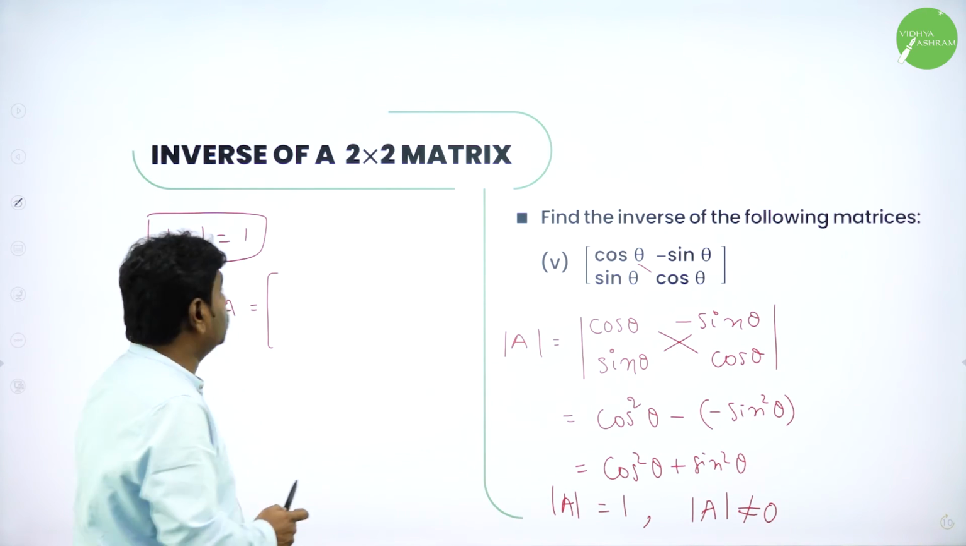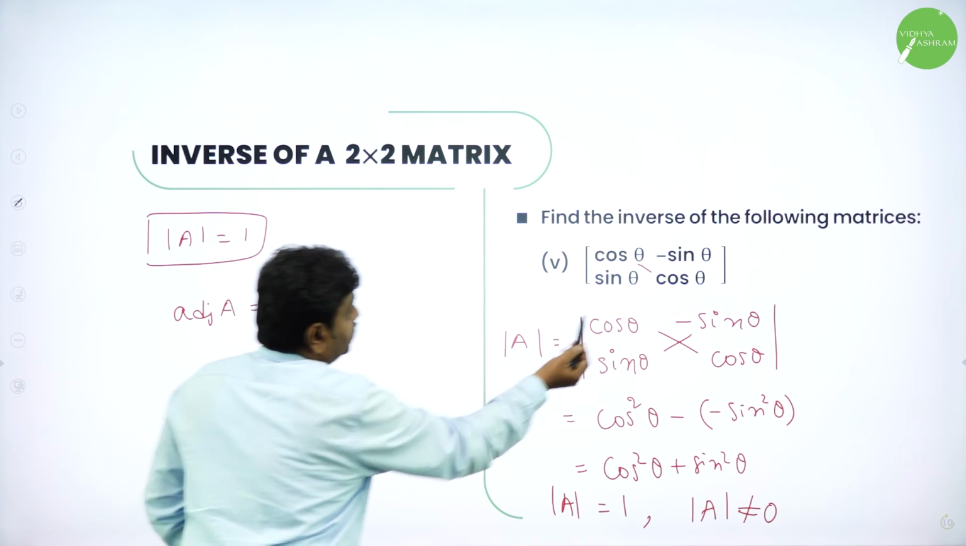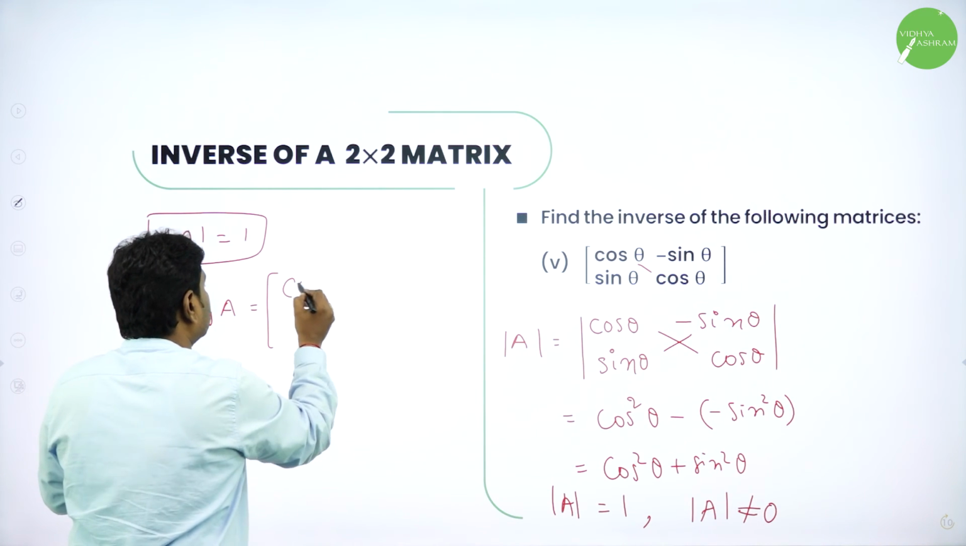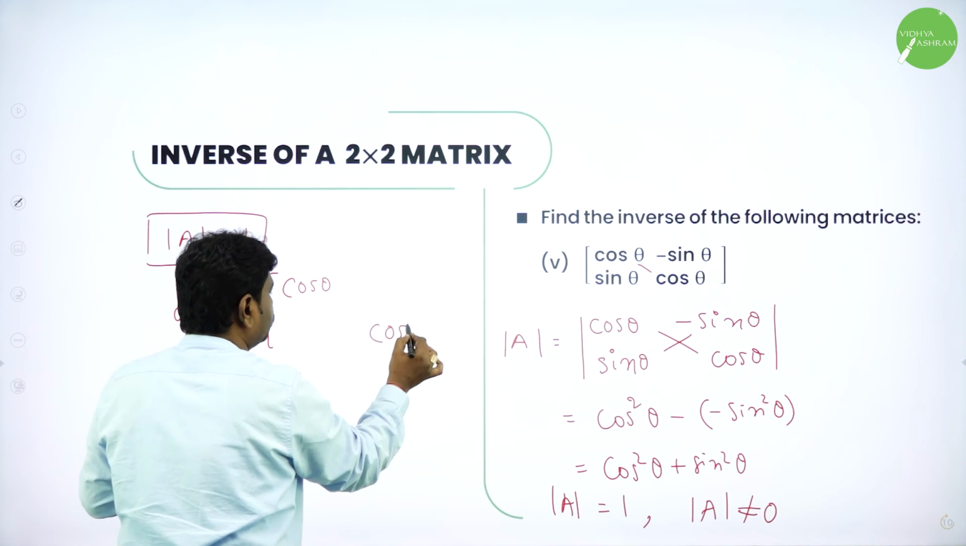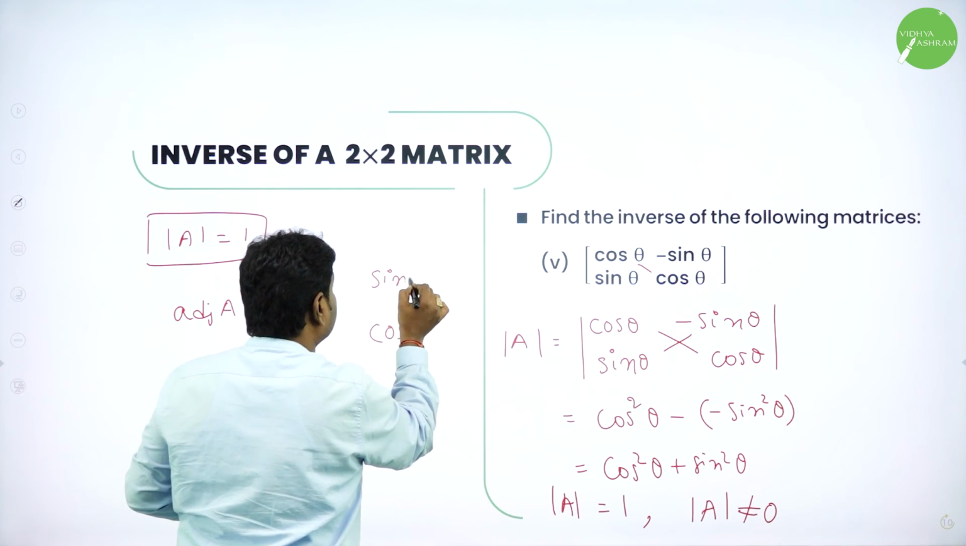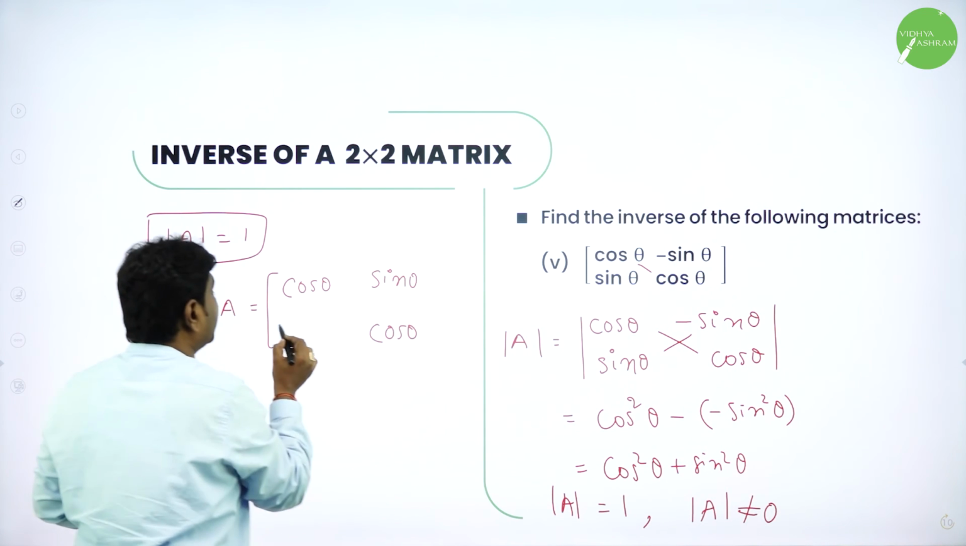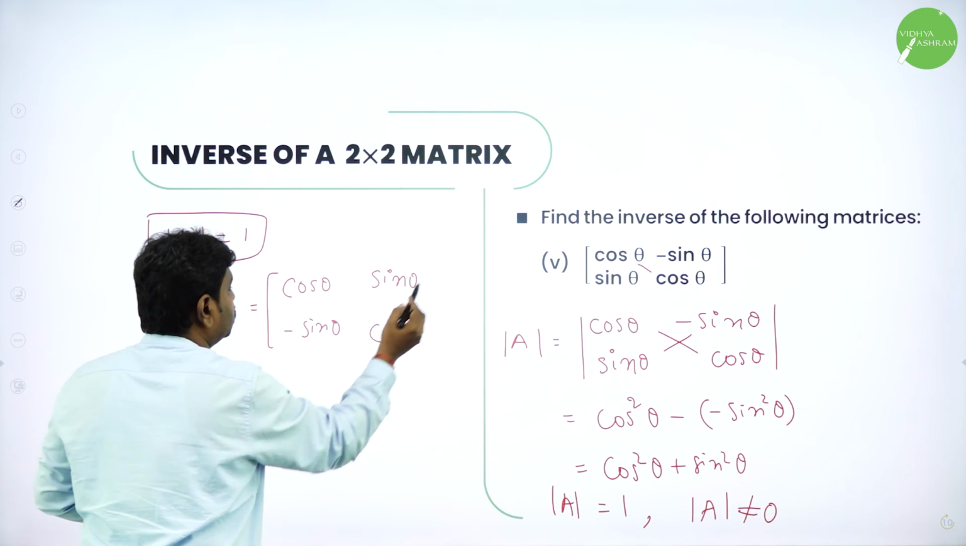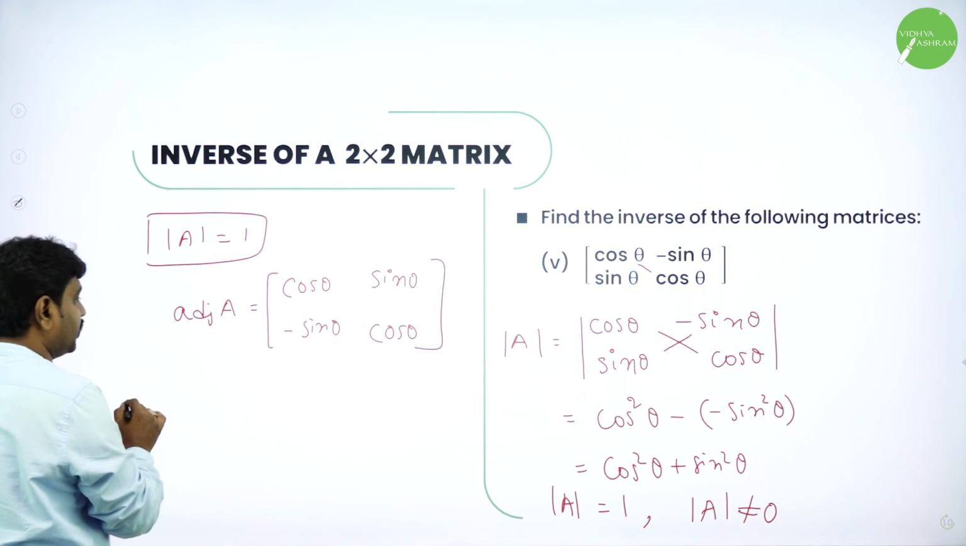Now we will go to adjoint. Adjoint means what? Interchange the principal diagonal. If you interchange cos theta, it is the same only, because both are the same. Now change the sign. This will become positive sin theta. This will become negative sin theta. This is the adjoint. Now find A inverse.